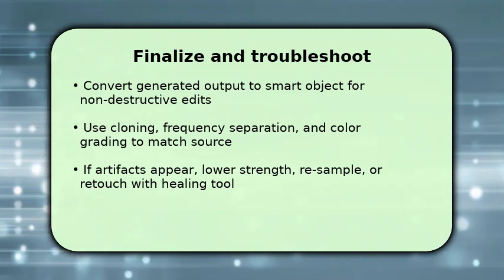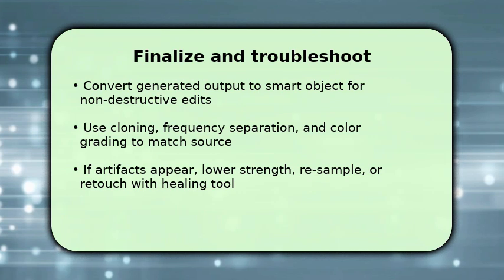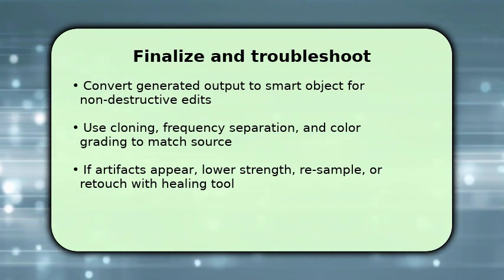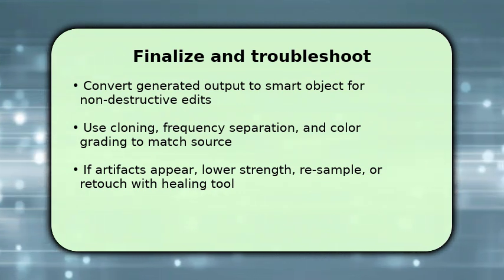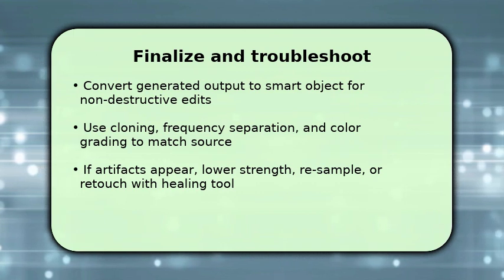If you encounter artifacts or odd geometry, lower generation strength, rerun with a tighter mask or new seed, and then manually correct remaining flaws with local retouching.